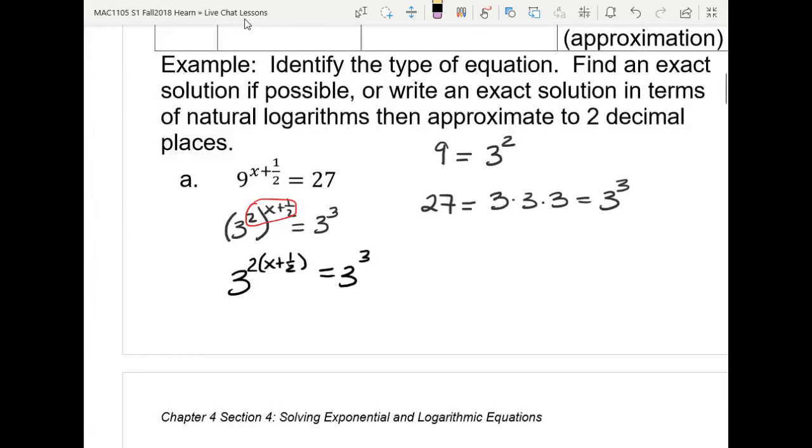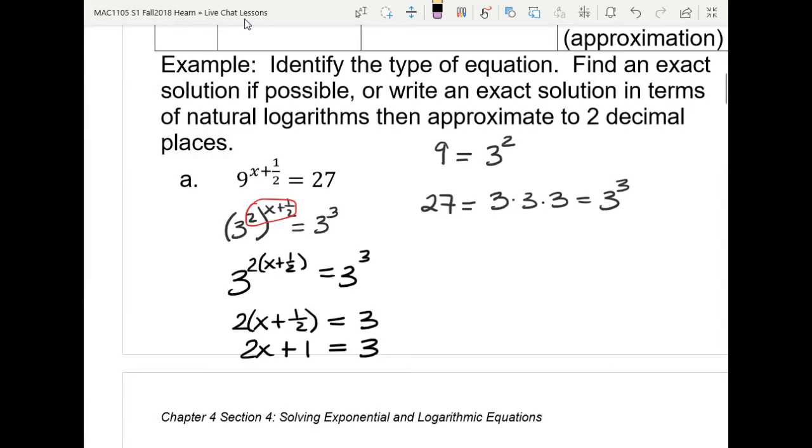Now that we have 3 to a power equals 3 to a power, we can use the one-to-one property of exponents and just say, well, those powers must be the same number. And then we're going to go ahead and solve. So from here, 2 times x is 2x, 2 times 1/2 is 1, 2x plus 1 equals 3.